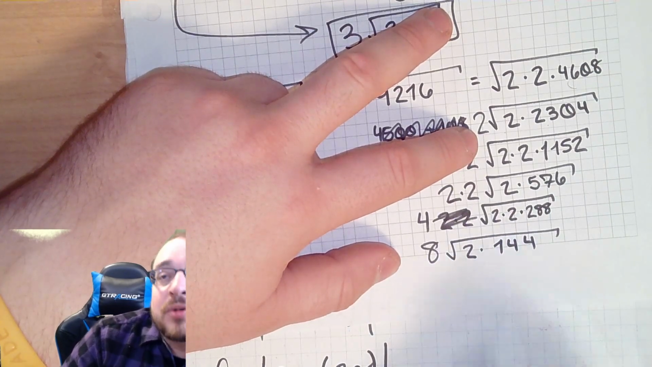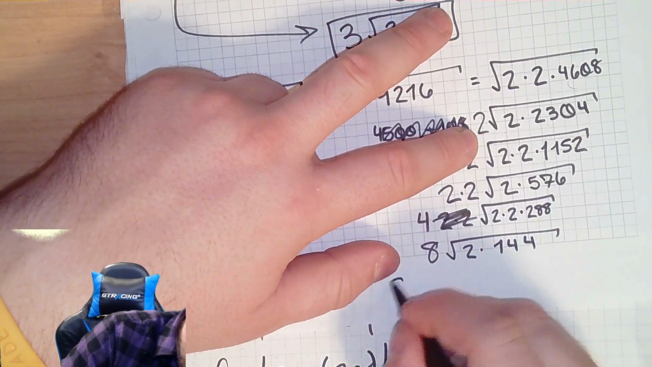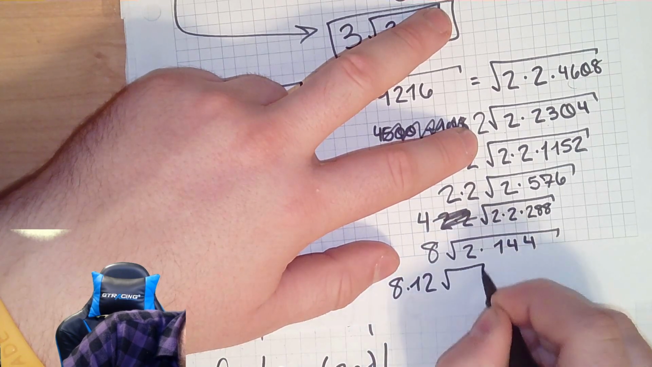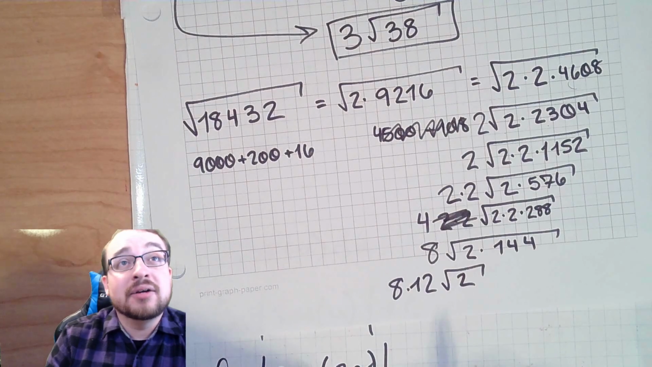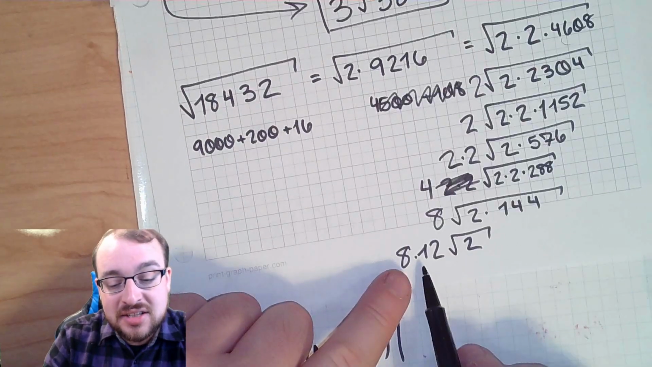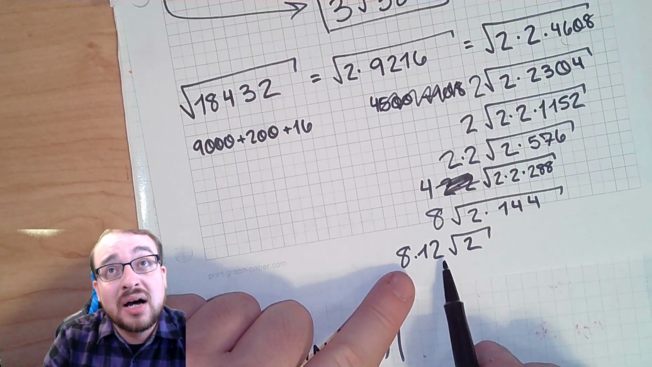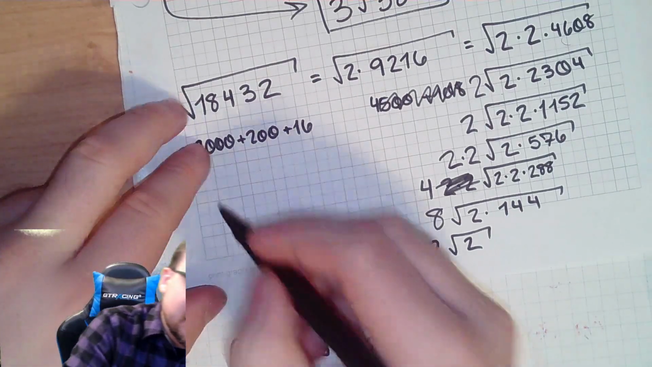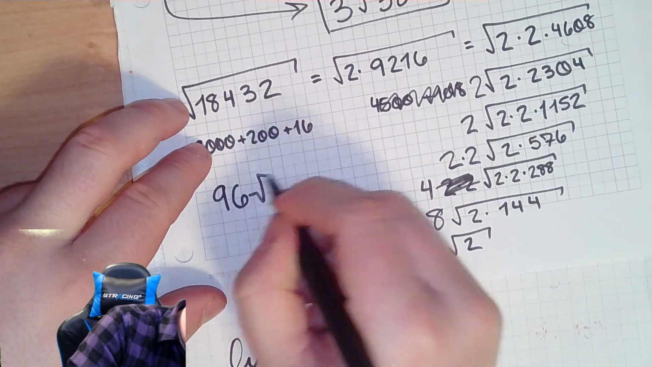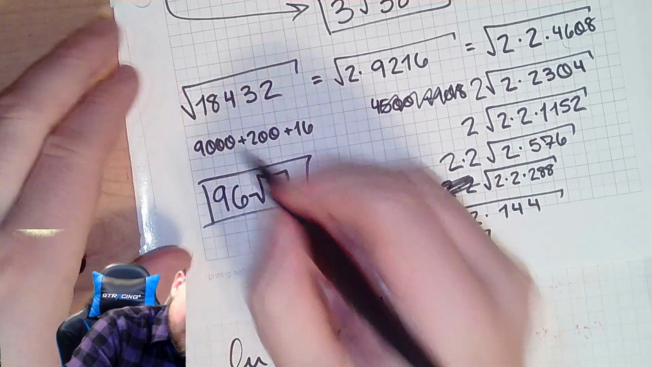And I know what the root of 144 is. It's 12. So on the outside, I have 8 times 12, and on the inside, I have root 2, because I can't simplify that anymore. Applying what we learned earlier with multiplication, I can see this as 80 plus 8 times 2, which is 16. So 80 plus 16 is 96. So 96 times the root of 2 is what this simplifies to.